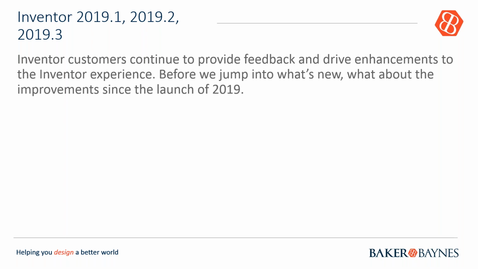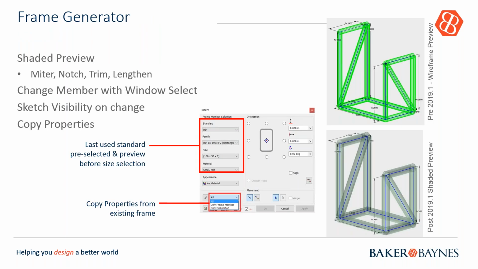So let's look at some of the releases. This is just a recap of 2019.1, .2, and .3 before we jump into the new features. Firstly, we found that on the frame generator side, there were some enhancements made with regards to the commands. So the insert command had 2 new enhancements added to it.